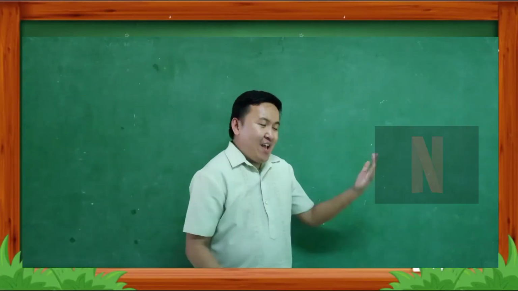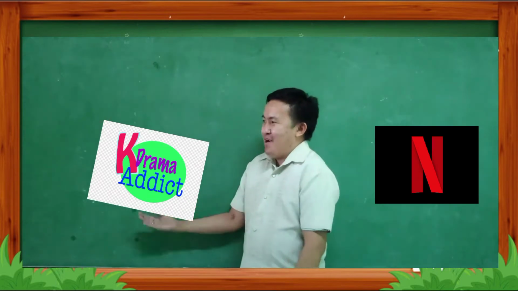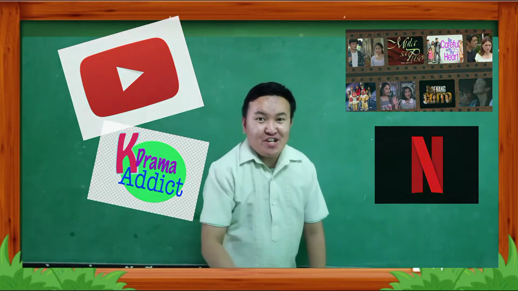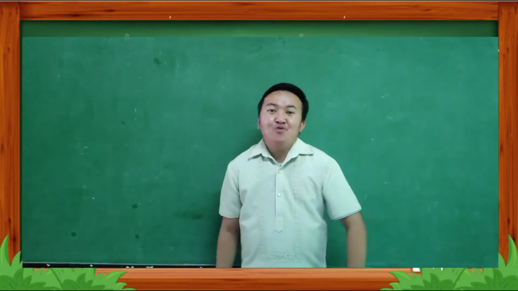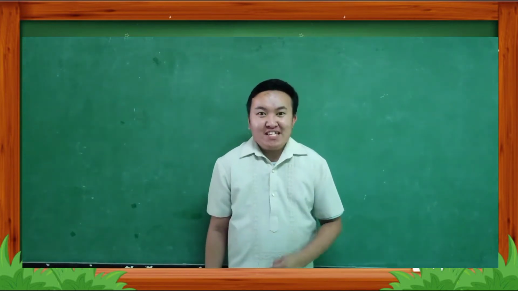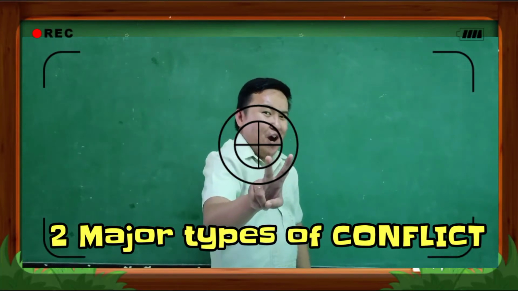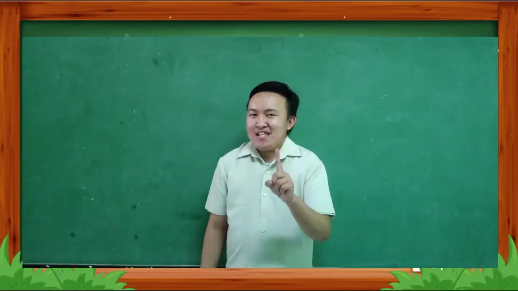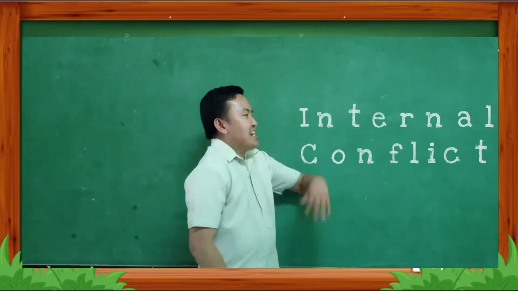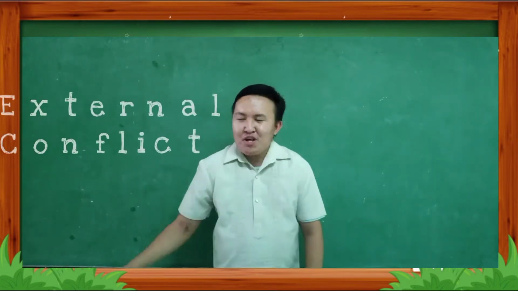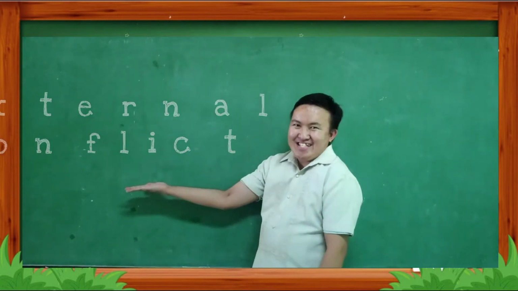Whether you watch Netflix, K-drama, YouTube, teleserye, or whether you read stories, you will be able to encounter different types of conflicts. And let us always remember that there are two major types of conflicts. The first type of conflict is what we call internal conflict. The second type of conflict is what we call external conflict.